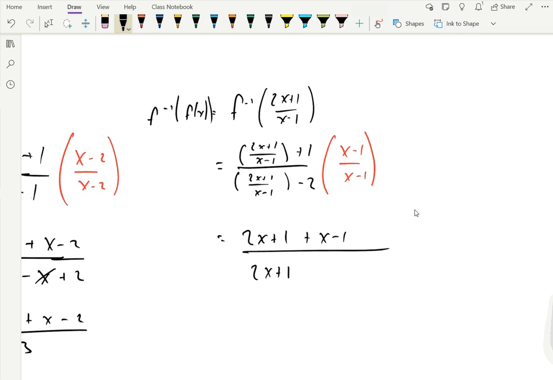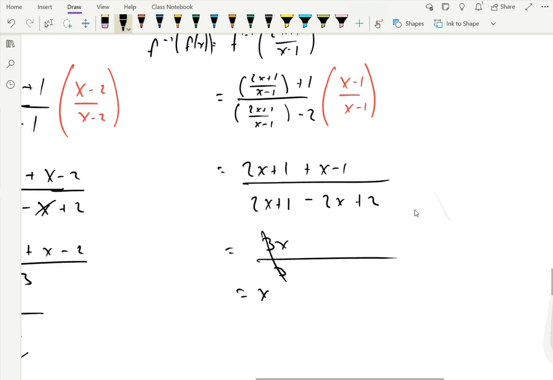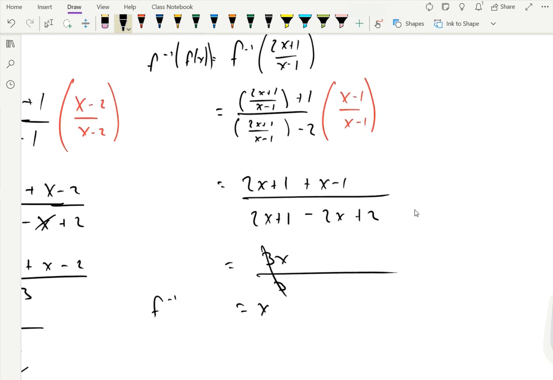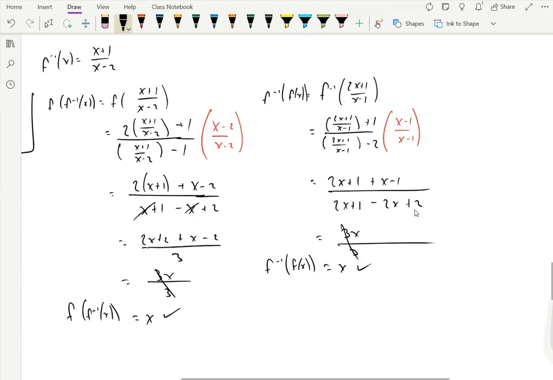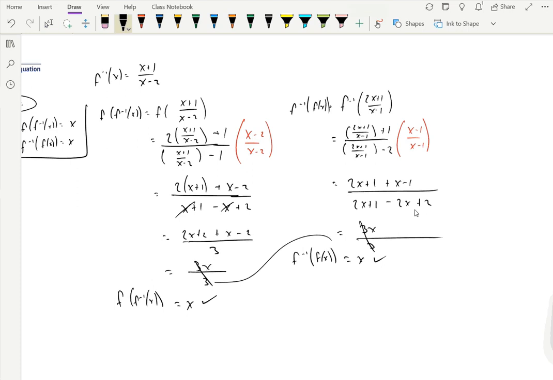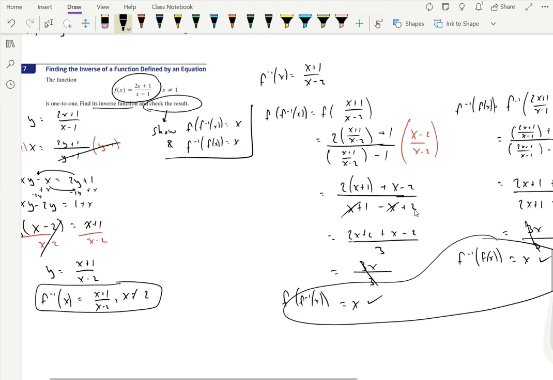But I've got minus twice of that, so minus 2x, and then minus 2 of negative 1 is going to be plus 2. So 2x plus x is 3x. 1 minus 1 goes to 0, so I don't have to worry about that. 2x minus 2x goes to 0, and then 1 plus 2 is 3. Similar format, we did end up with x. So that shows that f inverse of f of x gives me back my original input. Since I showed these two things to be true, that is the check that these are indeed inverses of each other.